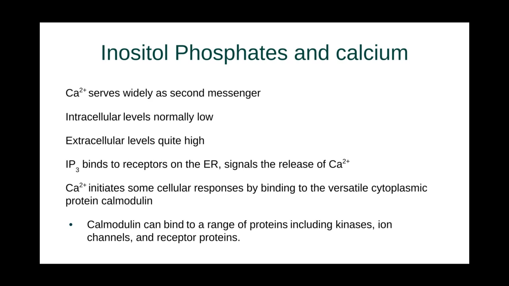What ends up happening, we have our friend IP3. It will bind to receptors in the endoplasmic reticulum, which signals the release of calcium. And now calcium initiates cellular responses by binding to a cytoplasmic protein, which we call calmodulin. I think that's how you say that. And calmodulin binds to a wide range of proteins, like kinases and ion channels and receptor proteins.